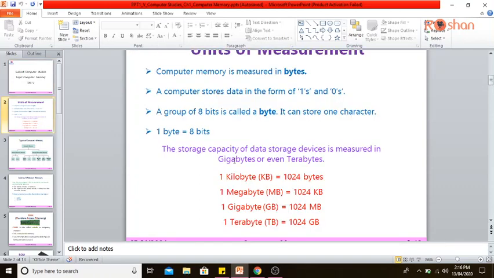Computer memory is measured in bytes. A computer stores data in the form of ones and zeros. A group of 8 bits is called a byte. It can store one character. 1 byte equals 8 bits. So there is a conversion. Look here. The storage capacity of data devices is measured in gigabytes or even terabytes.